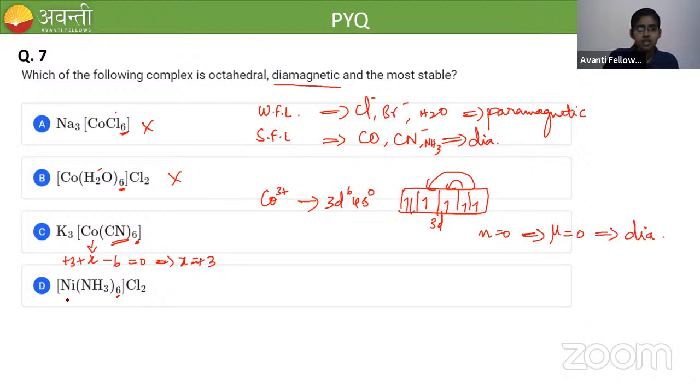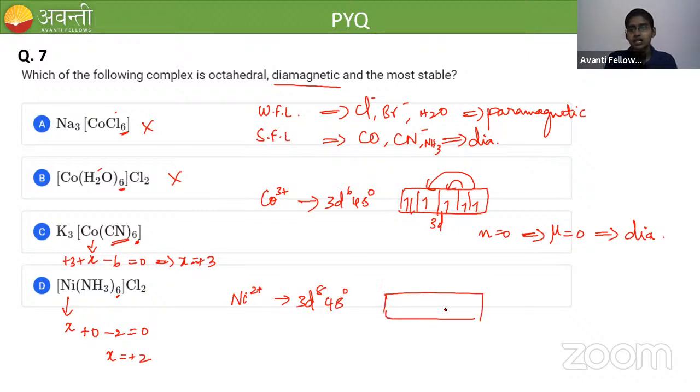Okay. So coming to nickel, the oxidation state of nickel: NH3 is a neutral ligand, so 0, and each chloride is -1, so -2 plus X equal to 0, and X is equal to +2. So nickel is in the +2 state, so it is 3d8 and 4s0 configuration. How many electrons are there in the d orbital? There are 8 electrons.